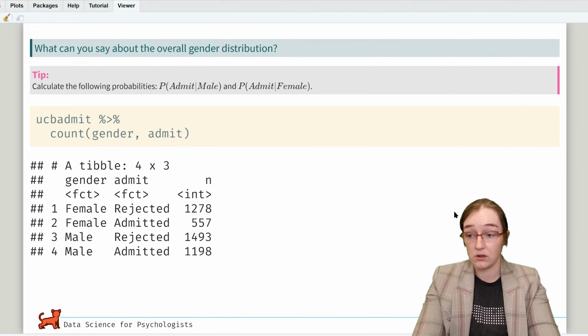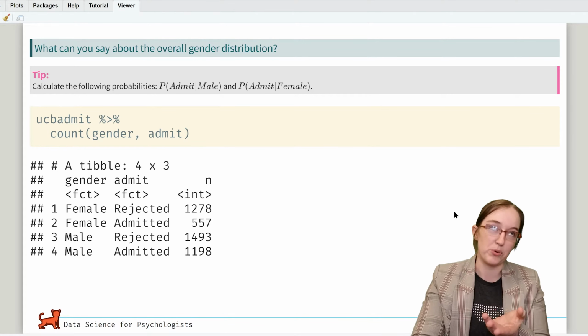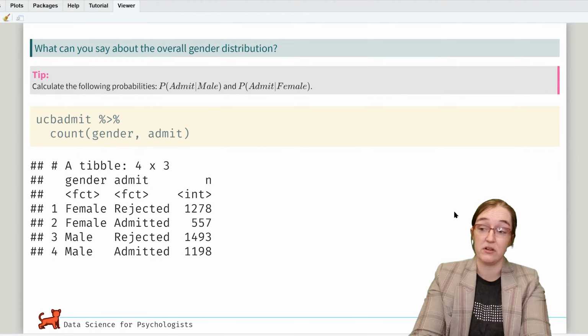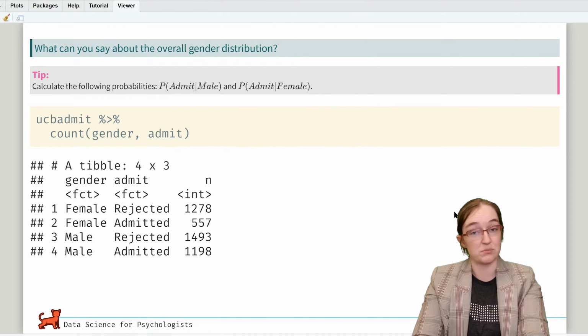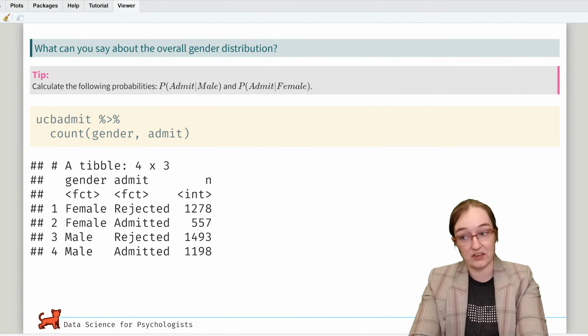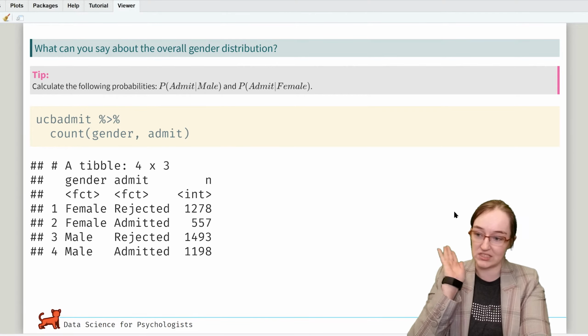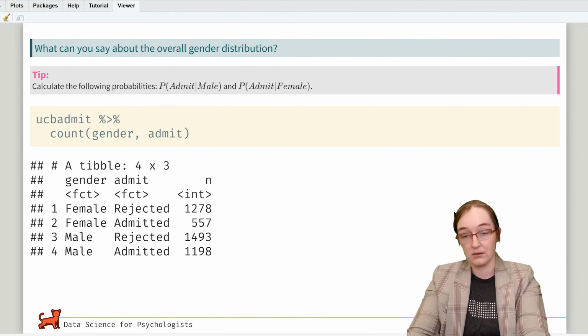Okay, so what can we say? I've spoiled it here. So let's calculate the probability of being admitted given you're male versus the probability of being admitted given you're female. Here I've just done a really basic count tibble to give you all the raw data you need.